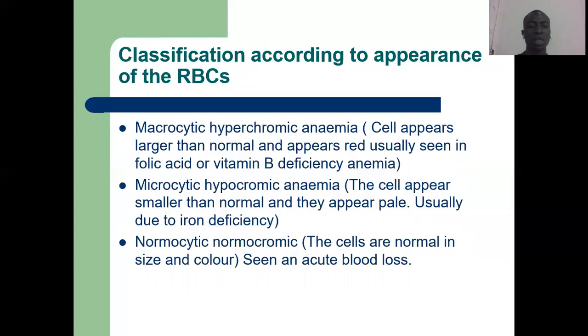There's also microcytic hypochromic anemia. Cells appear smaller than normal, and they show pallor, usually due to iron deficiency. There's also normocytic normochromic anemia. Cells are normal in size and color, as seen in acute loss of blood.